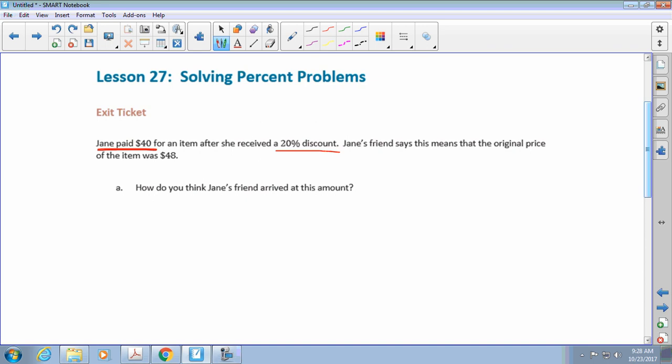Now we've got Jane's friend. We don't know if Jane's friend is accurate. We don't know if Jane's friend knows what she's talking about. So we're not going to trust Jane's friend. All right? She is untrustworthy. We don't know if she's right. She could be right when she says it's $48 originally, but we don't know.